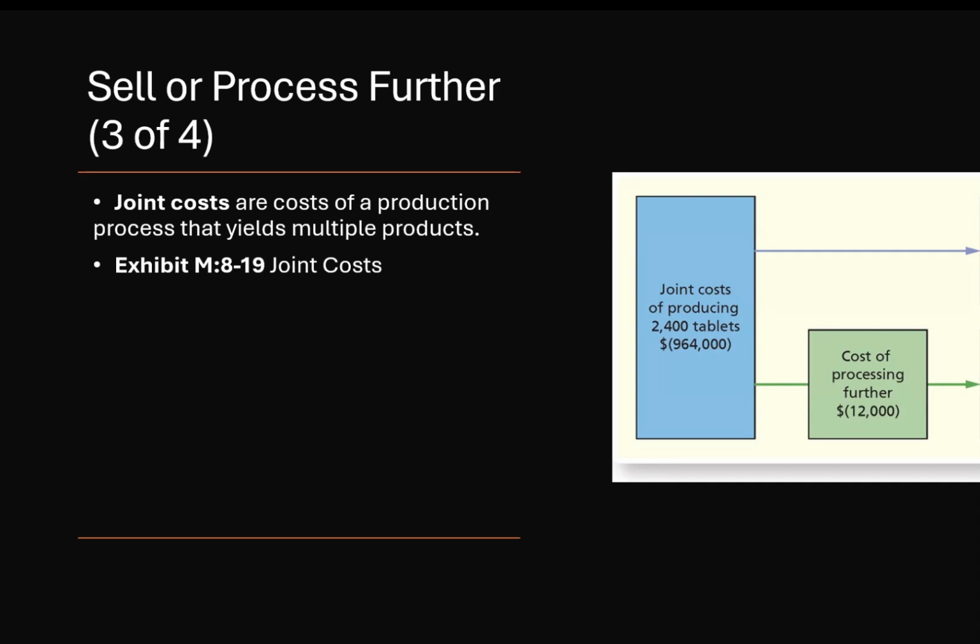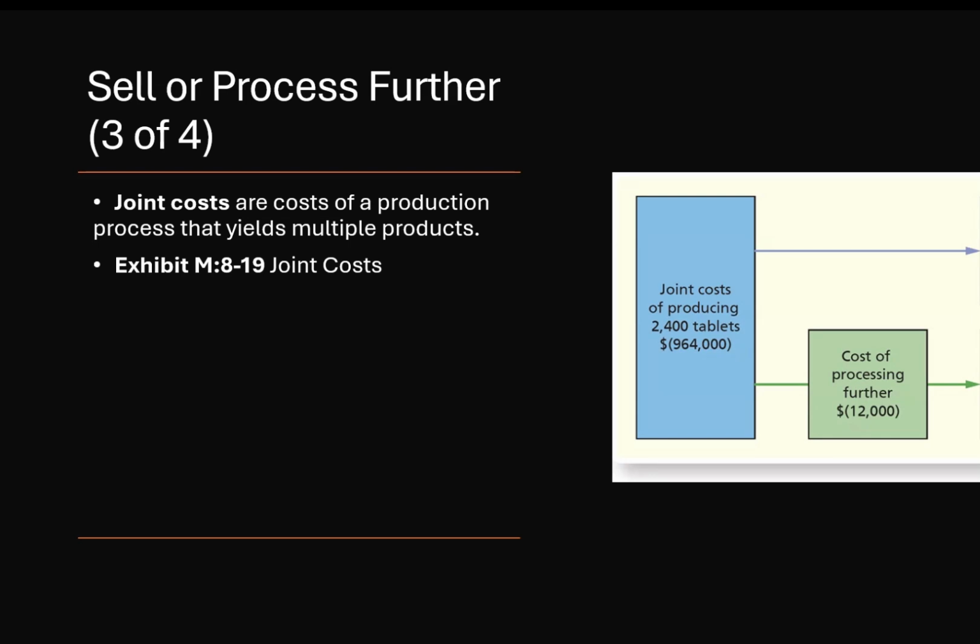In this exhibit, it shows the joint costs. By analyzing only relevant costs, managers see that they can increase profit by $36,000 if they add the USB port. The $48,000 additional revenue outweighs the additional $12,000 cost of extra processing.